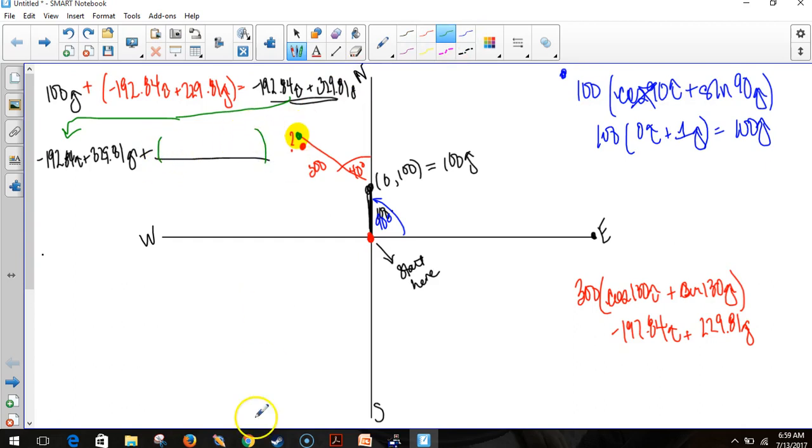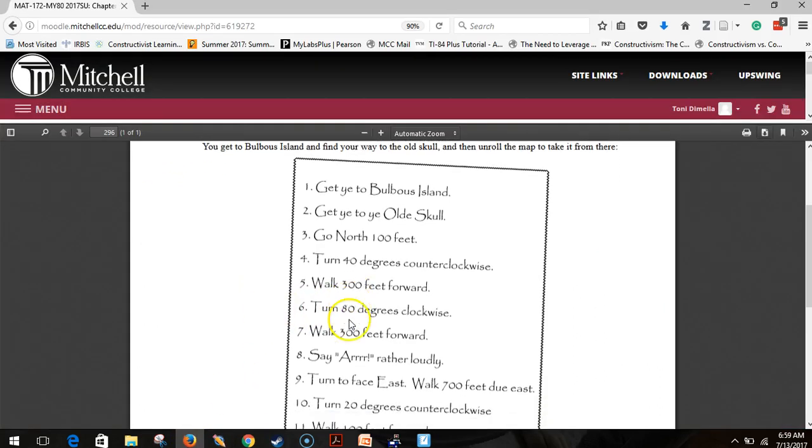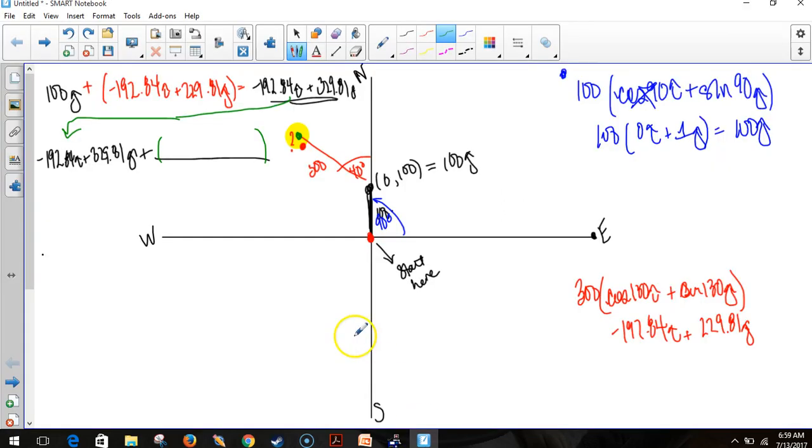Now the next step says to turn, let's see if I can remember, 80 degrees clockwise. So you're facing this way, like this. And then you're going to pull this back 80 degrees, and then walk forward some amount. I don't remember, I think it was 300 again. If I'm taking 80 degrees off of what I had already turned, that's going to bring you back into the first quadrant.